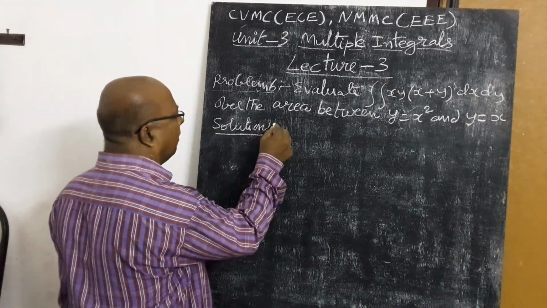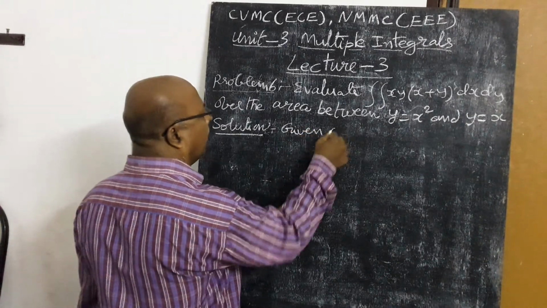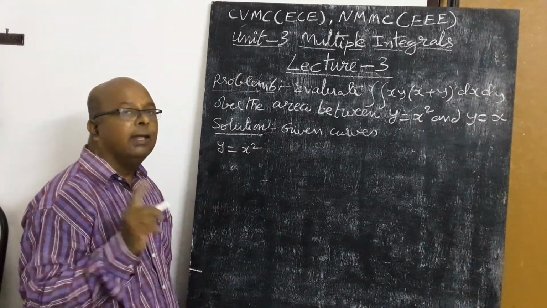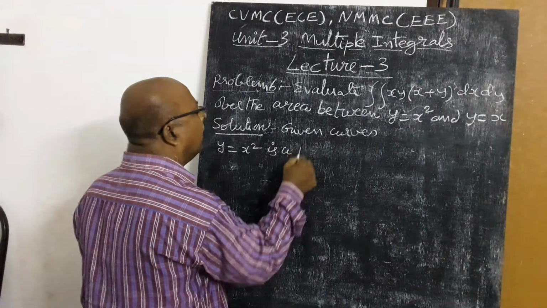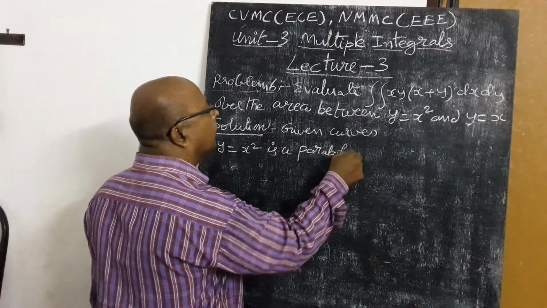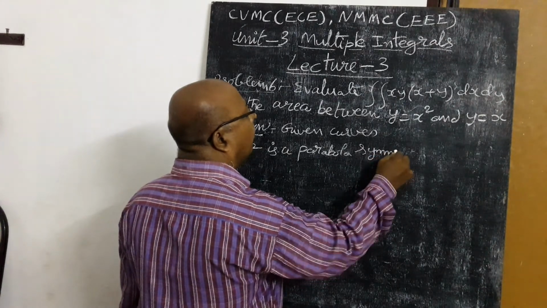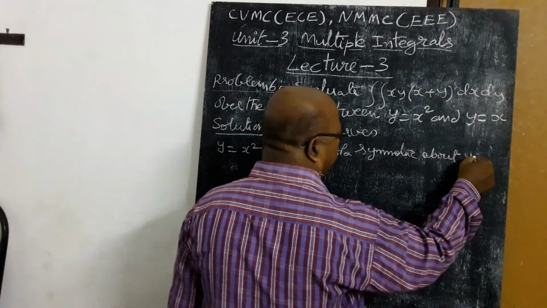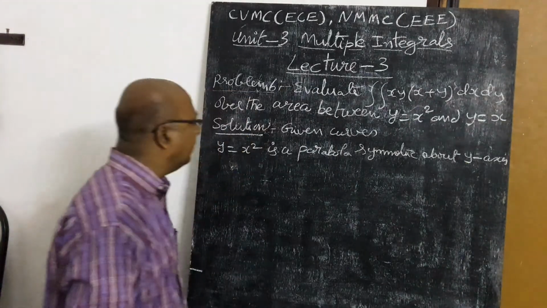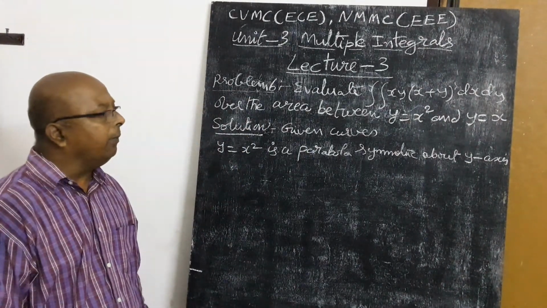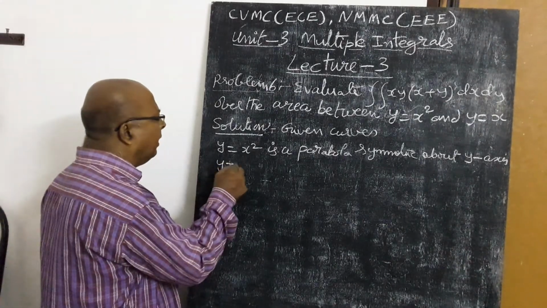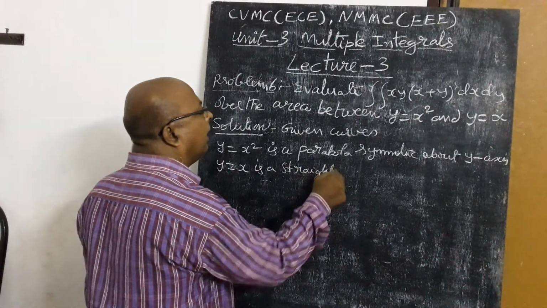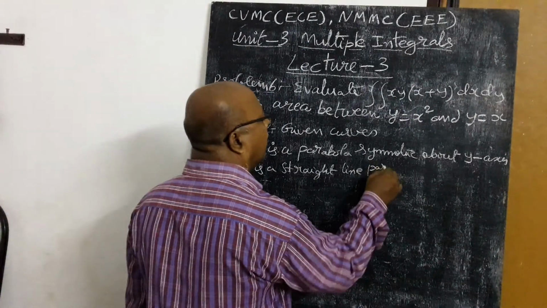The given curves: y is equal to x square is a parabola symmetric about the y axis. y is equal to x is a straight line passing through the origin.